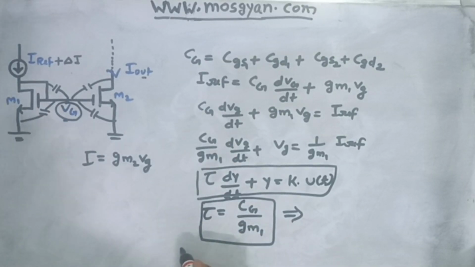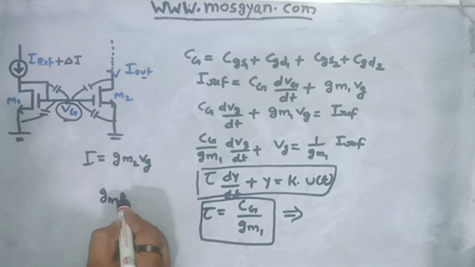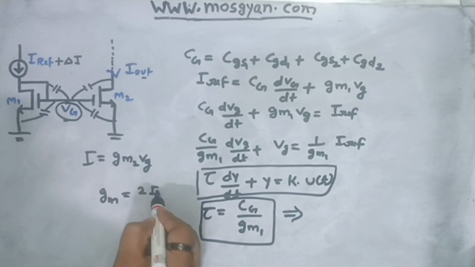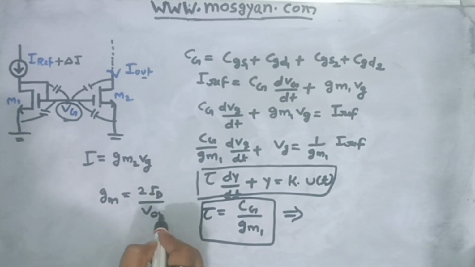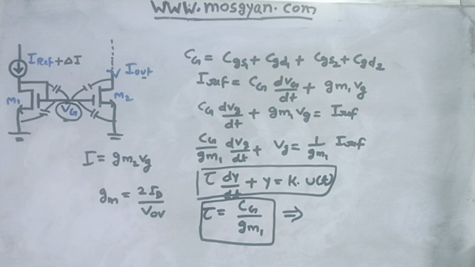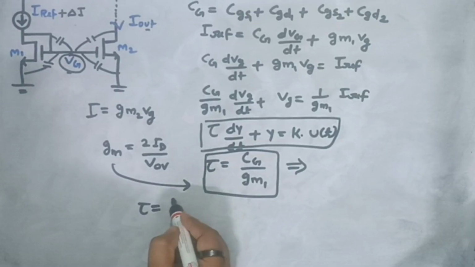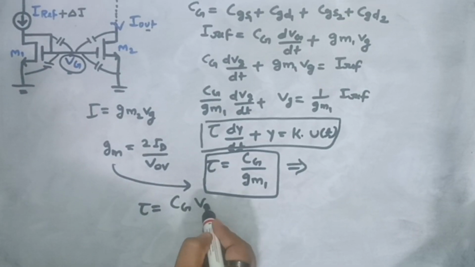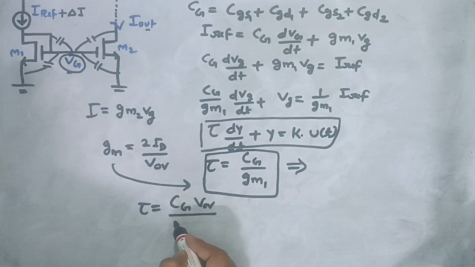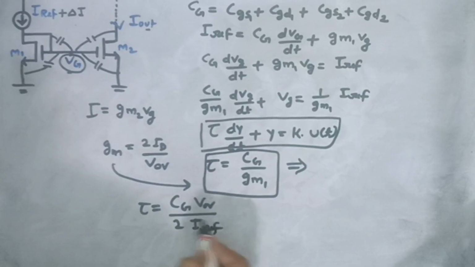Now we know gm can be represented by 2Id upon Vov. If we are using constant current bias, then the gm value would be this. Let's put this value here in this equation. We get tau equal to Cg into overdrive divided by 2 into ID, or I reference for this case.